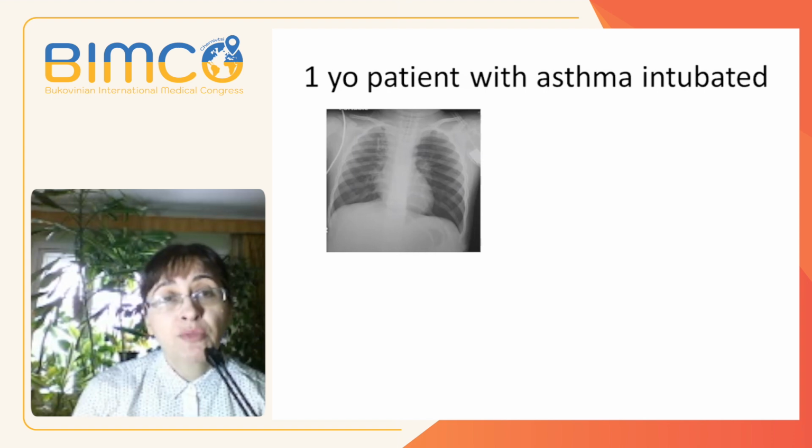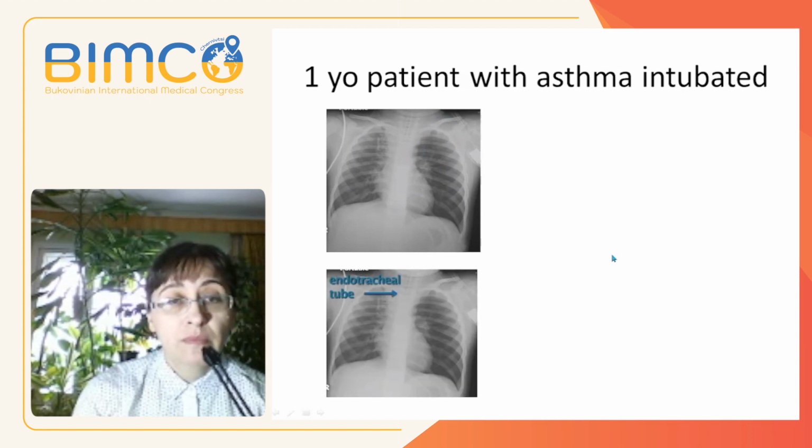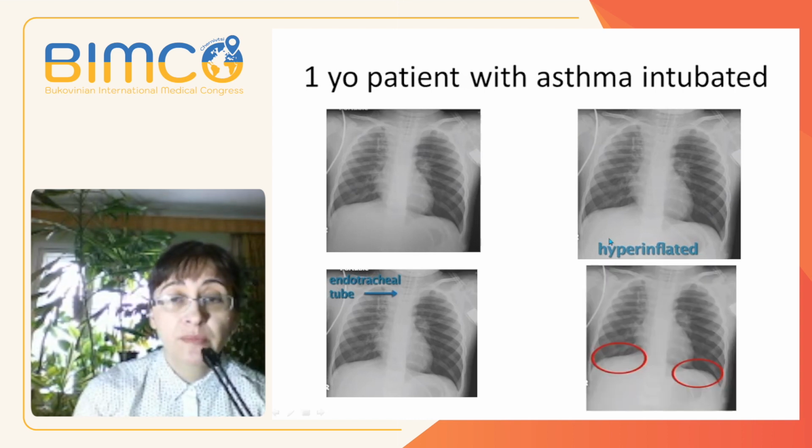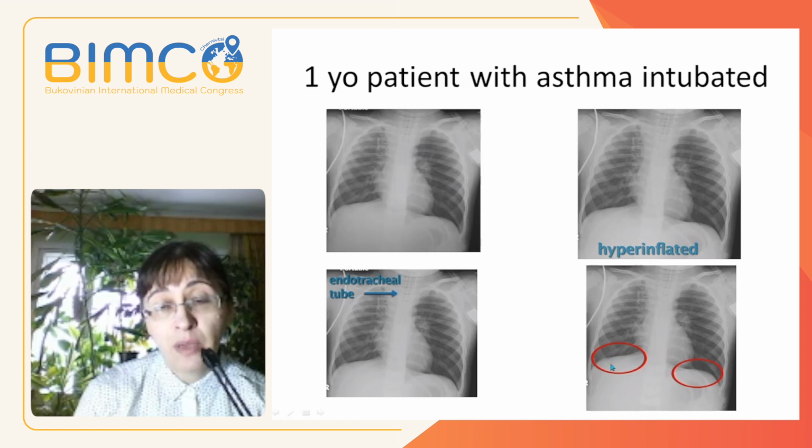This is the chest X-ray of a 1-year-old patient with asthma. He is intubated, which means he has complications, or might have. And here the endotracheal tube is visible. On this chest X-ray we may tell that lungs are hyperinflated, especially on the left side, and more than 9 ribs are visible, the posterior part of ribs. And another non-specific finding is flattening of the diaphragm on both sides.